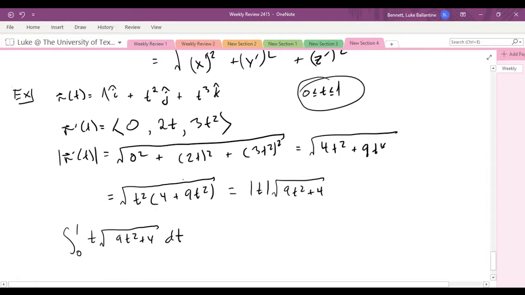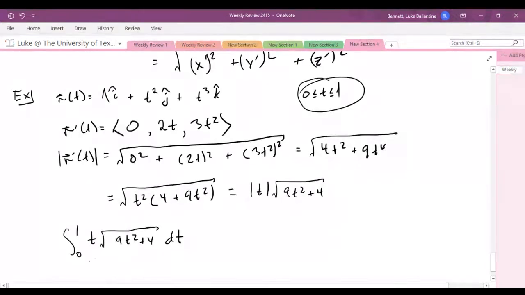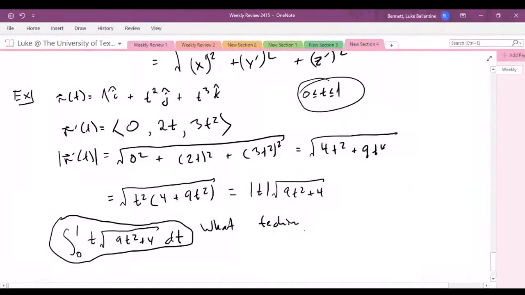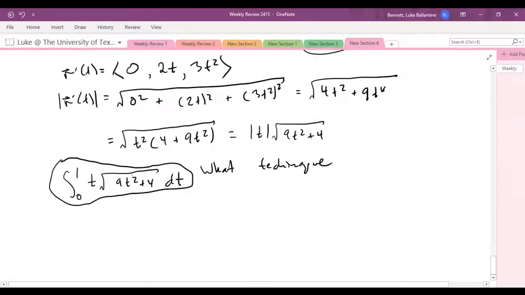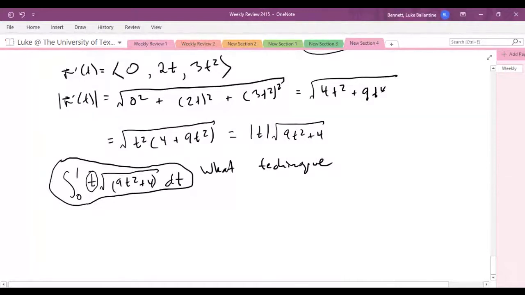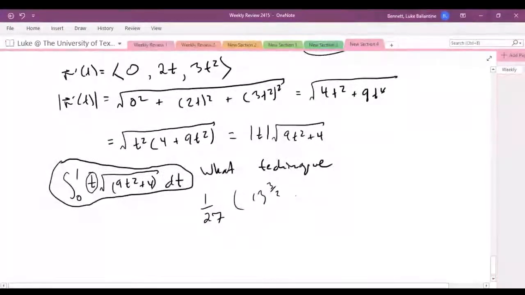I have a lot more stuff I want to get to, so I'm going to leave you guys to solve this integral. First, what technique of integration would you use? Tell me. U sub, yeah. Both of y'all, very good. Yeah, because we see the power in the interior is 1 greater than the power outside. So then we can use u sub. And then I'll give you the answer. The answer is 1 over 27 times 13 to the 3 over 2 minus 8.